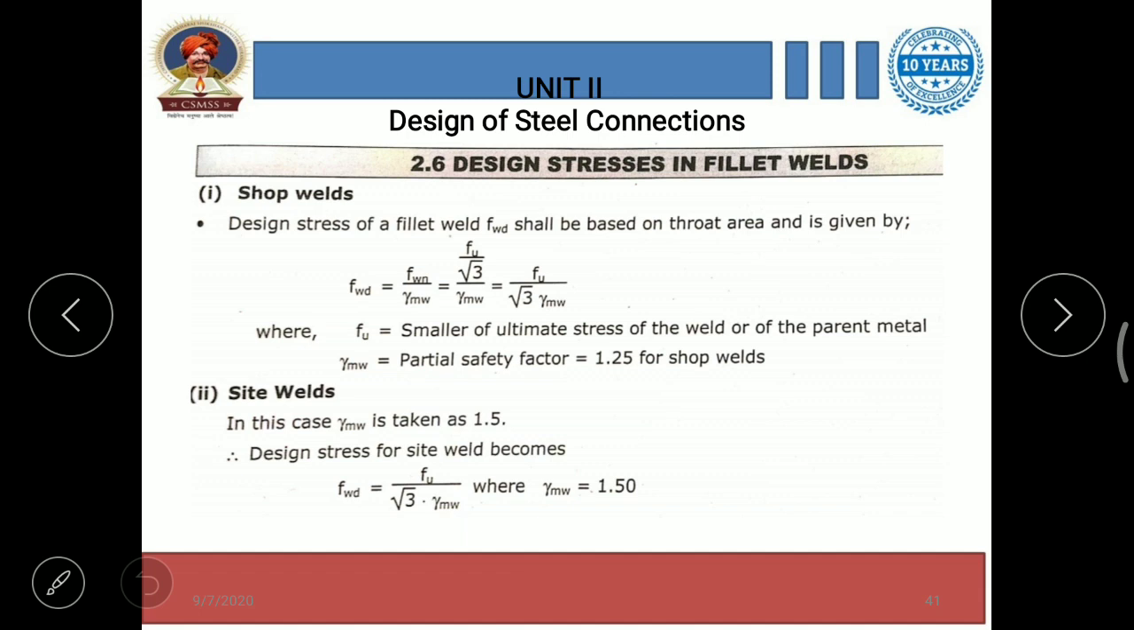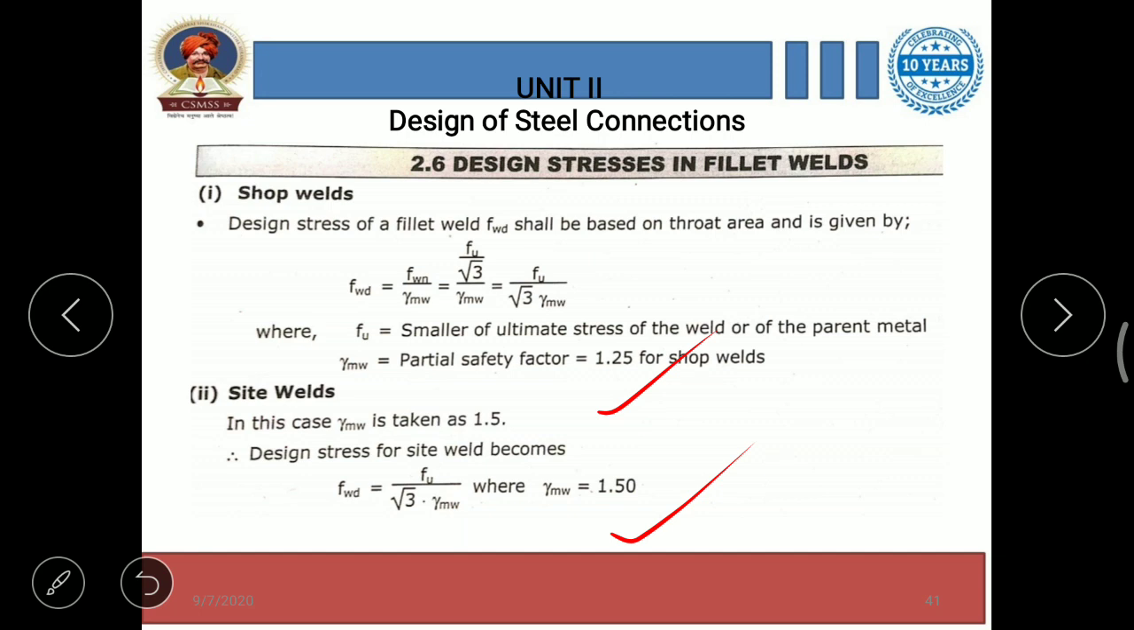Design stress for site weld becomes FWD is equal to FU upon root 3 gamma MW, where gamma MW is 1.5. Just the value of gamma MW is different in first and second case. In first case gamma MW is 1.25, and in second case gamma MW is 1.5. That is a major difference between shop weld and site weld, and these values you have to remember for the design of fillet welds.